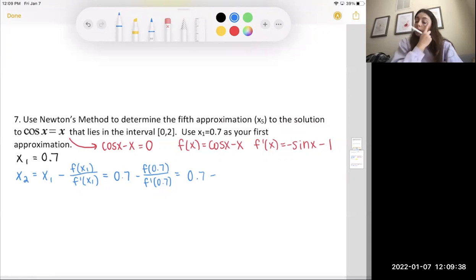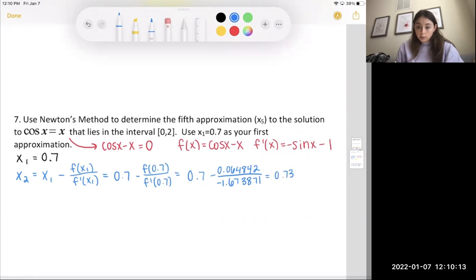So when I plug 0.7 into cosine x minus x, I get 0.064842. And for these problems, we do want to go to the 6th decimal place. I know it's tedious, but on the quiz, I'm going to ask you to go to the 6th decimal place. And then when I plug in 0.7 to my derivative, negative sine x minus 1, I get negative 1.673871.